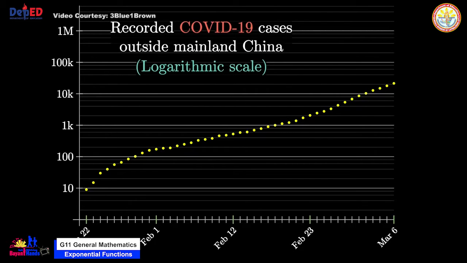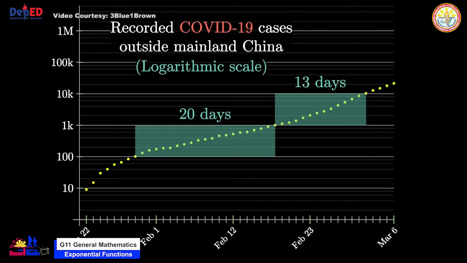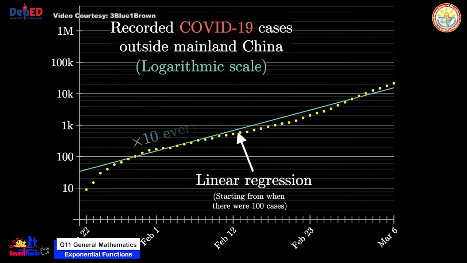Looking at our data, it seems like it took 20 days to go from 100 to 1,000, and 13 days to go from that to 10,000. And if you do a simple linear regression to find the best fit line, you can look at the slope of that line to draw a conclusion like, we tend to multiply by 10 every 16 days, on average.